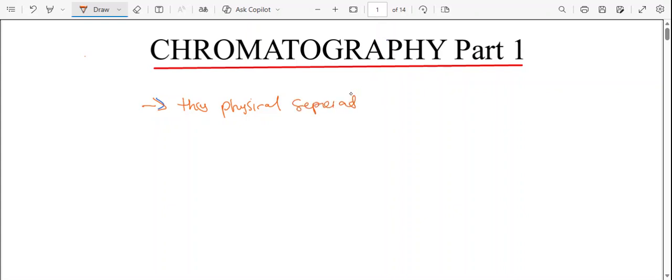Physical separation of chemicals or substances in a mixture. So I'll be talking much more than writing, because we don't have time. So that is about chromatography. You can also define it as the separation of complex chemical substances. Okay. All right. So complex substances, you can also define it like that.